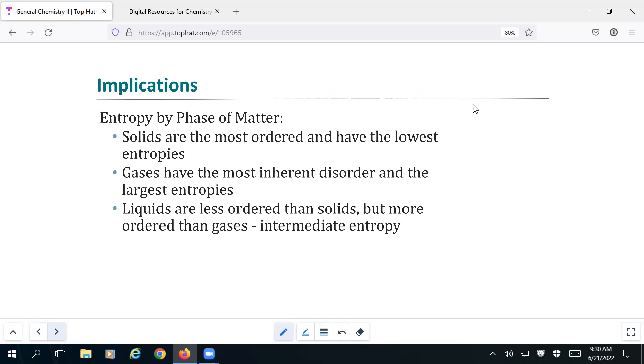Gases tend to have the greatest volumes, the greatest internal energies, and so as a result, they're going to have the greatest entropies as well. Most easily disordered phase. So if we've got solids on the one side, low, low, low entropy, and we've got gases on the other side, high, high, high entropy, liquids fall somewhere in the middle.